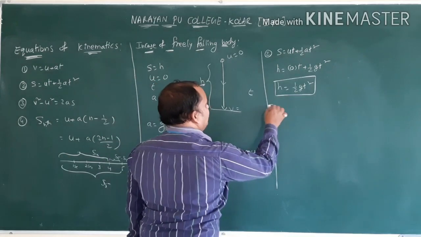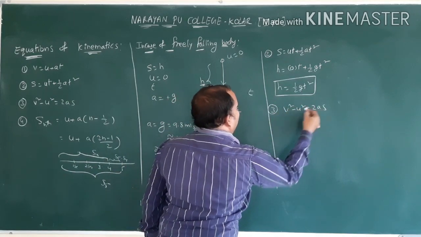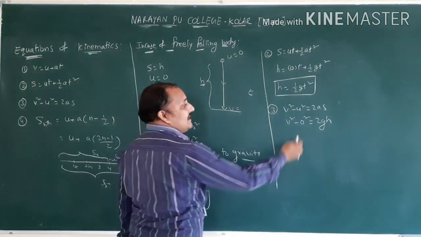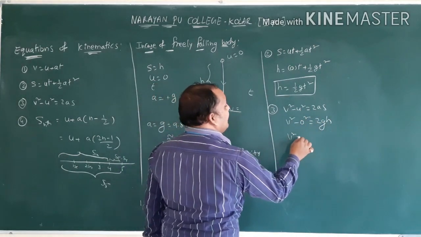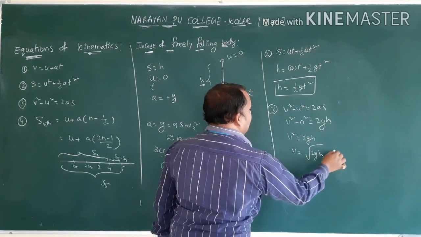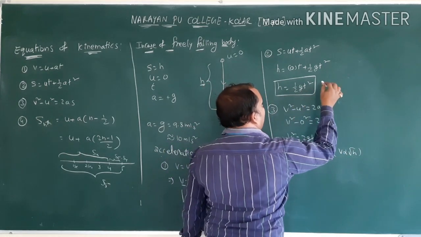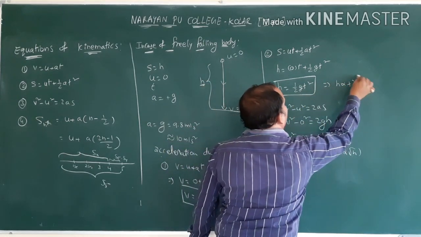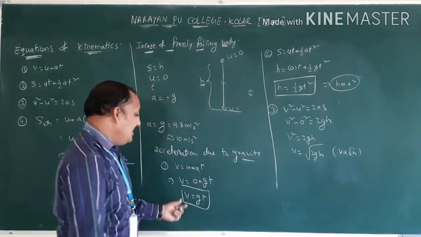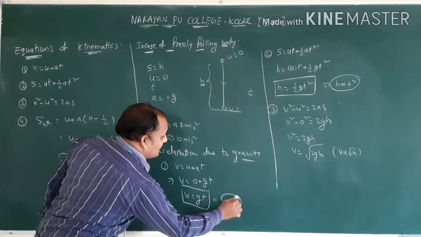Next, third equation. v square minus u square equal to 2as. v square minus 0 square equal to 2gh, because s is h and u is 0. Then v square equal to 2gh. v is equal to root 2gh. By using this, v is directly proportional to root h. By using this, h is directly proportional to t square, because g and half are constant. Here 2g is constant. Here, how will we write this one? v is directly proportional to t.